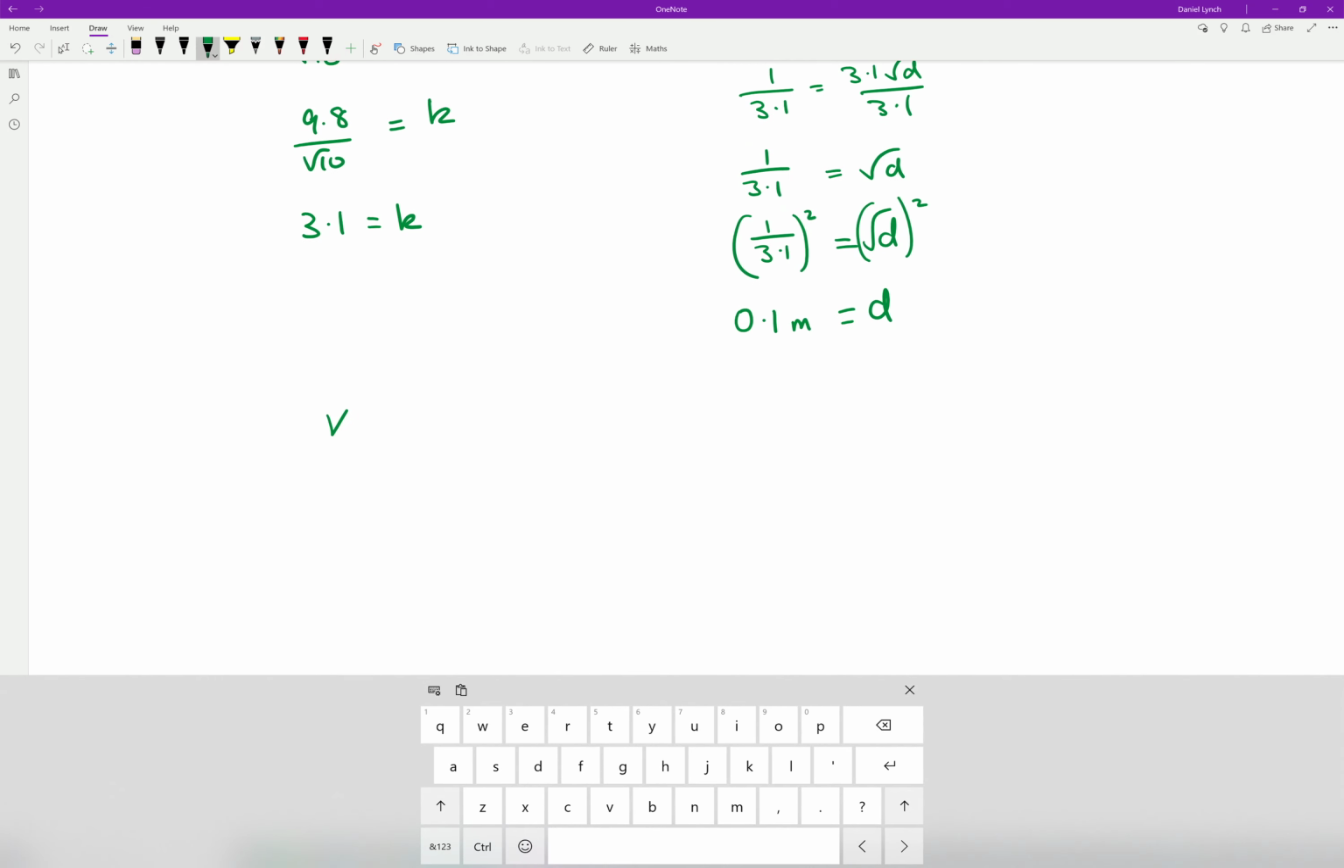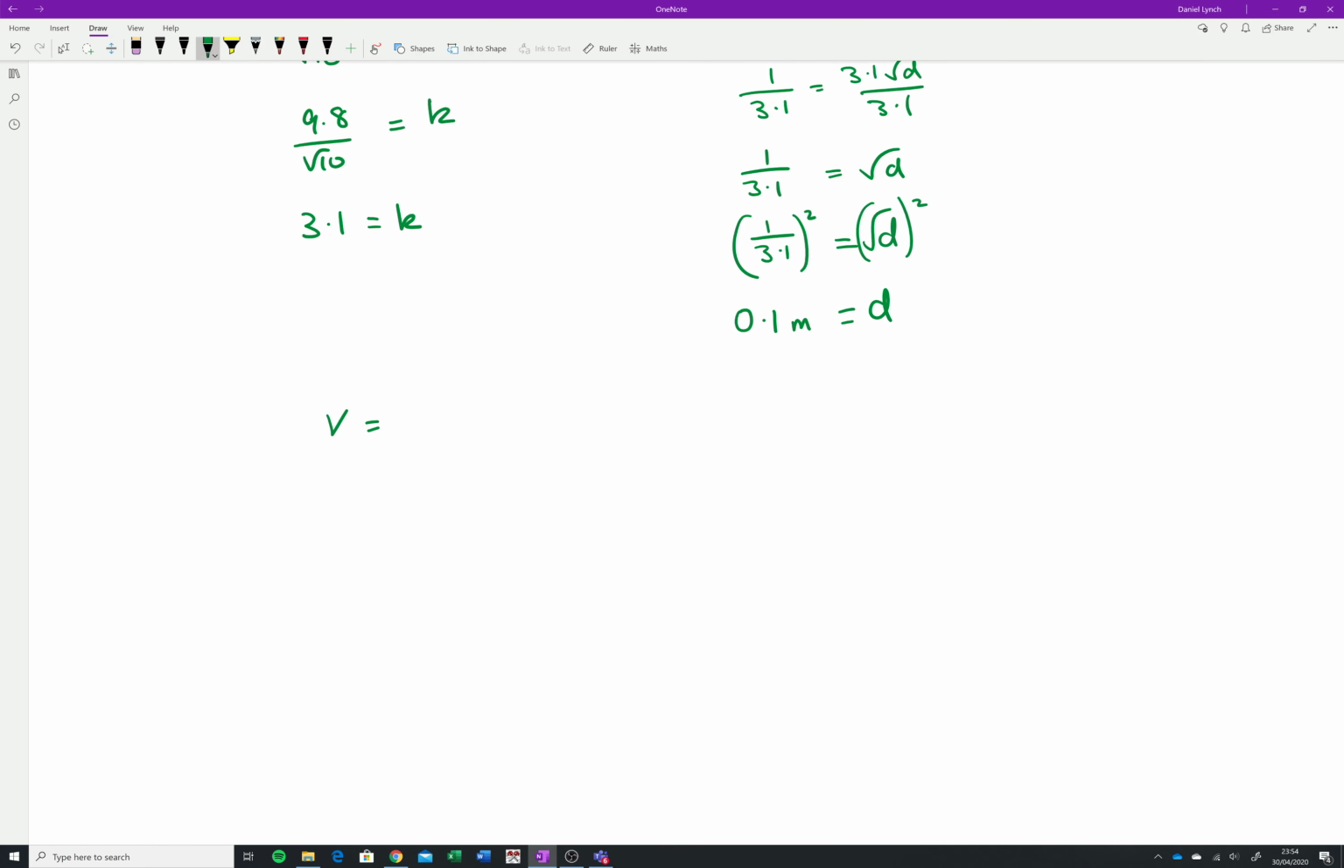Just reminding ourselves that V is equal to 3.1 times root D. It says the fastest tsunami ever recorded was traveling at 790 kilometers per hour. Now look at that. When we were talking about the speed, when they talk about V, they're talking about meters per second. But in this case, they really are trying to trick us. It's 790 kilometers per hour. So we're going to have to change this into meters per second.